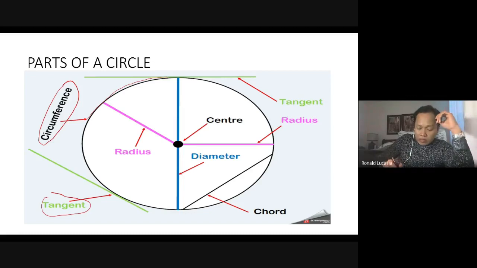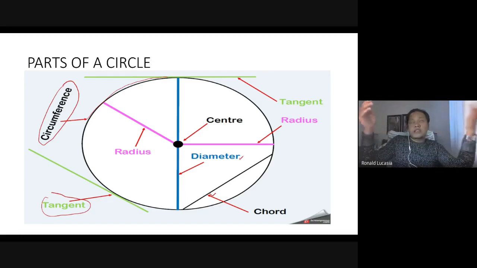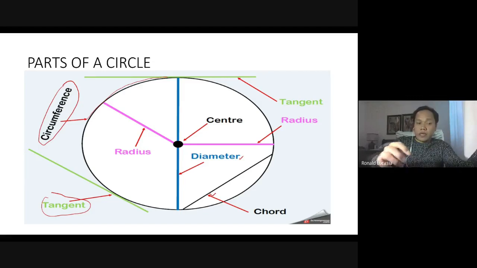We also have the chord, and then the diameter. The diameter divides the circle into two equal parts. The diameter is a special kind of chord. What makes it special? It's the only chord that passes through the center of the circle. We also have the radius. The radius is from the center to any part of the circle. The radius is half of the diameter.